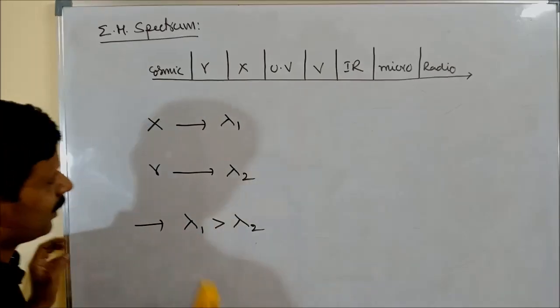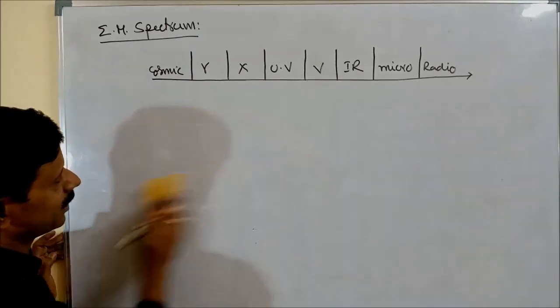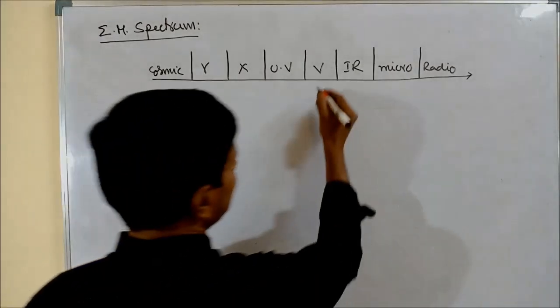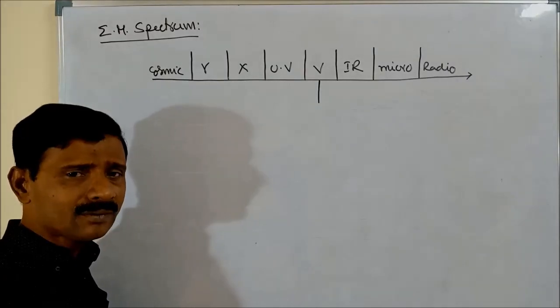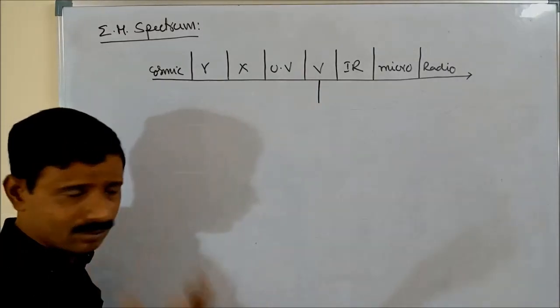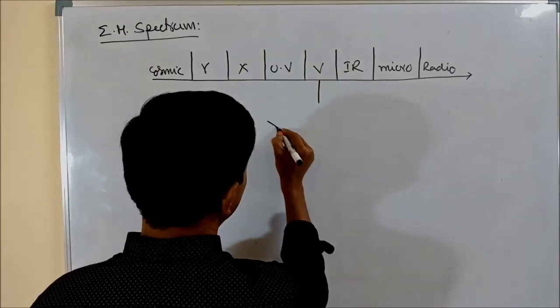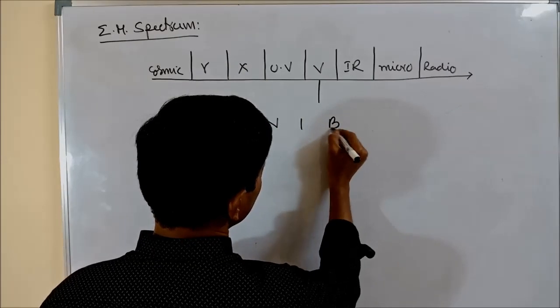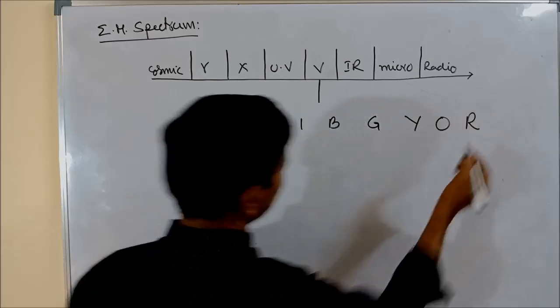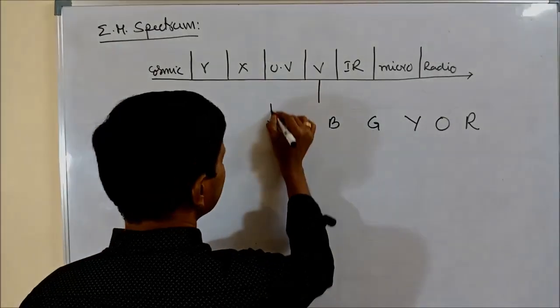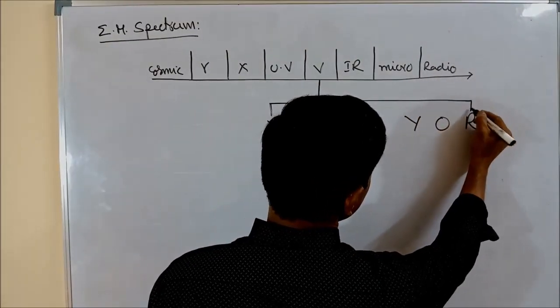Another important point to remember: in visible light, again we have 7 colors, from violet to red, that is violet, indigo, blue, green, yellow, orange and red. So like that we have 7 colors in visible light.